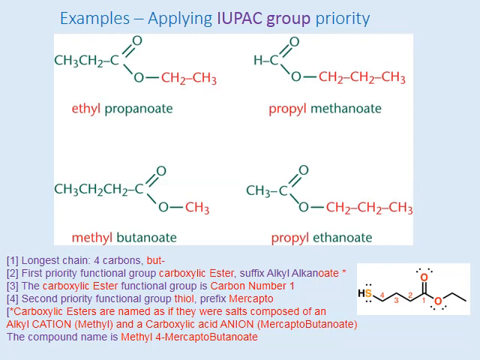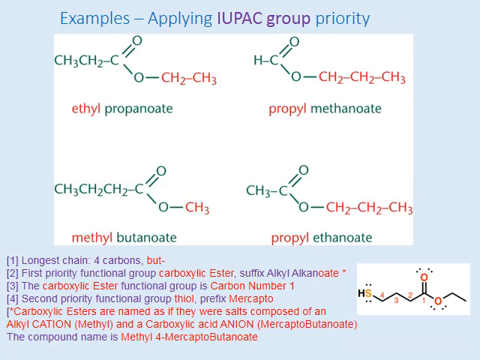If propanol reacts with methanoic acid, the compound name would be propylmethanoate. If methanol reacts with butanoic acid, the compound name would be methylbutanoate. If propanol reacts with ethanoic acid, the compound name would be propylethanoate.